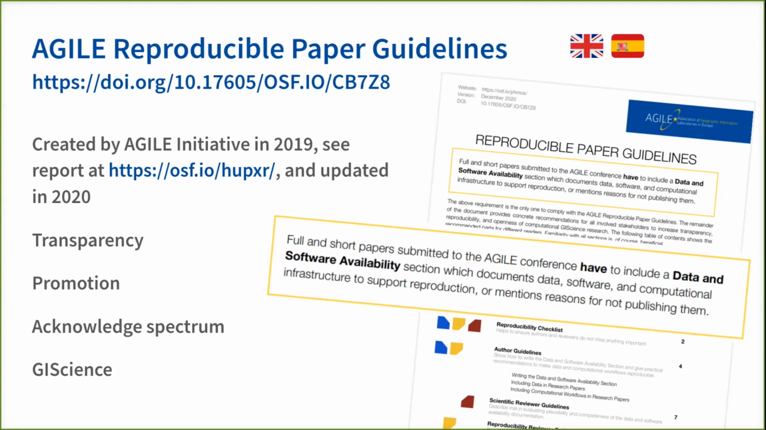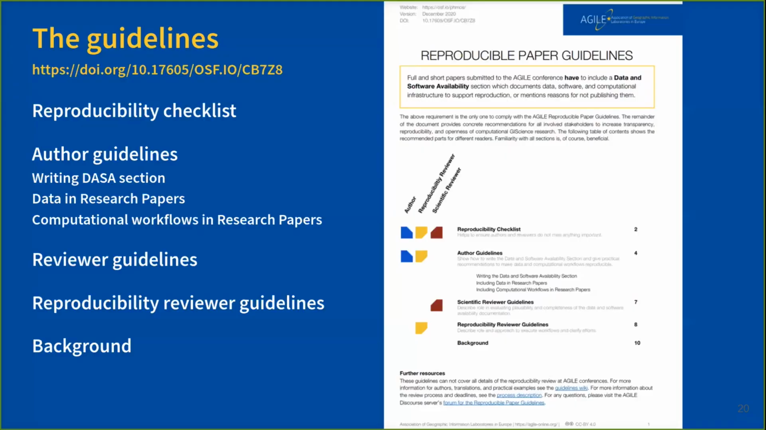And with these guidelines, we want to promote reproducibility. And we also want to acknowledge that there's a spectrum. And in some cases, yes, it is not possible to share everything. There might be good reasons for that. And we also try to focus these guidelines on the GI science community. So, for example, we try to come up with guidelines for sharing data that is collected on OpenStreetMap, which is often used in our domain as a database for analyzing, for example, street networks, and how you can handle that.